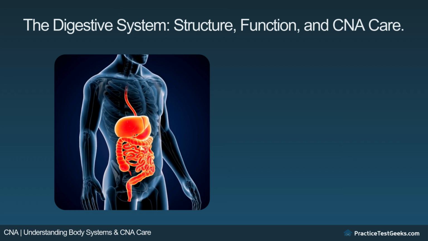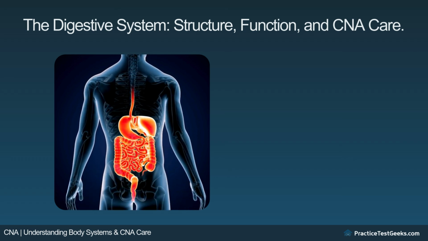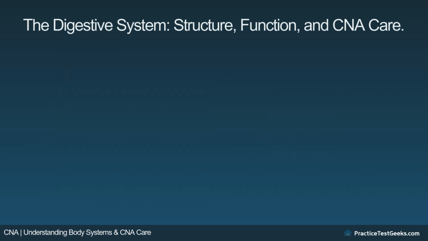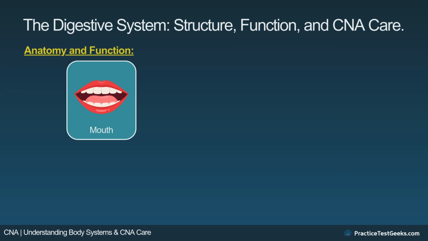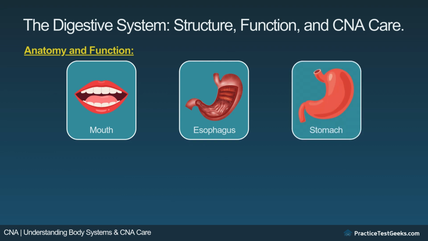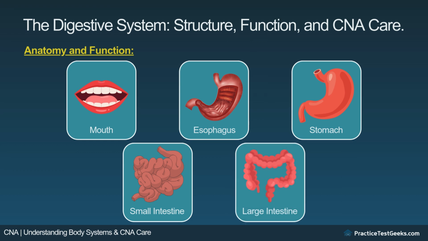The digestive system, structure, function, and CNA care. The digestive system breaks down food, absorbs nutrients, and eliminates waste. Anatomy and function. Mouth. Begins digestion through chewing and saliva. Esophagus. Transports food to the stomach. Stomach. Mixes food with gastric juices for breakdown. Small intestine. Absorbs nutrients into the bloodstream. Large intestine. Absorbs water and forms stool.